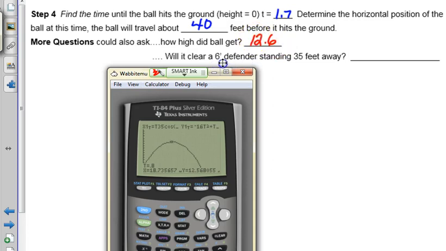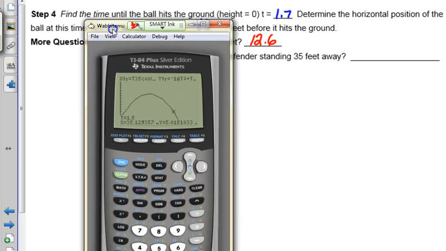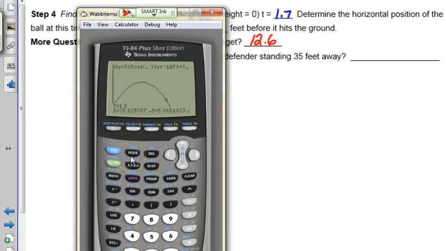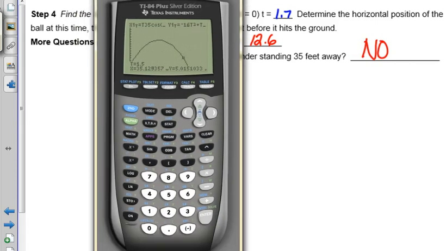Will it clear a 6-foot defender standing 35 feet away? How can we tell that? We want X to get close to what? 35. There's pretty close to 35. The Y is not above 6. Looks to me like it's going to nail him right in the head. What do you think? About 5 foot? Unless he heads the ball, because it is soccer, right?